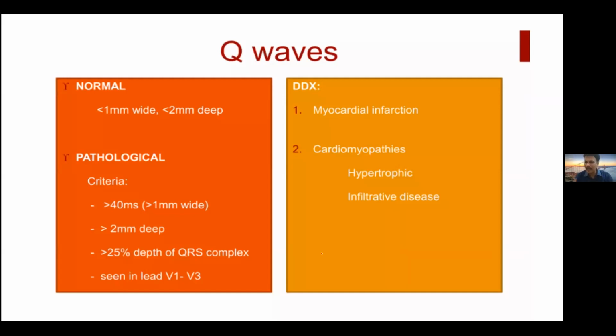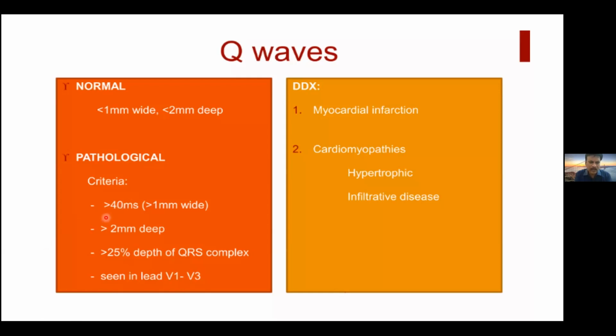So now you find the take-home message is very simple. Not every Q wave you see is abnormal. A small, minuscule Q wave, less than 1 millimeter wide and less than 2 millimeters deep, is normal. Only more than 1 millimeter wide and more than 2 millimeters deep is abnormal. So the message is very clear. When it is pathological, it is more than 1 millimeter wide.